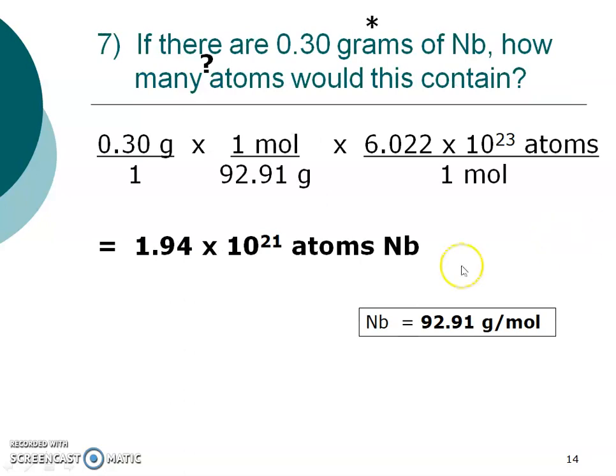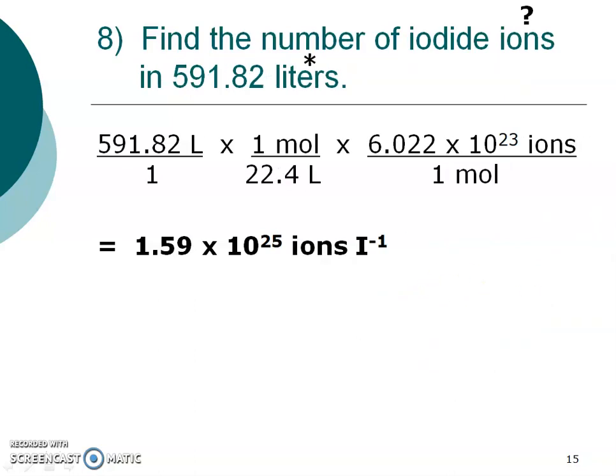Hopefully that makes sense to you, and this is just an element, so it's just one of those, and your final one, number 8. And again, iodide ions would be I-1.